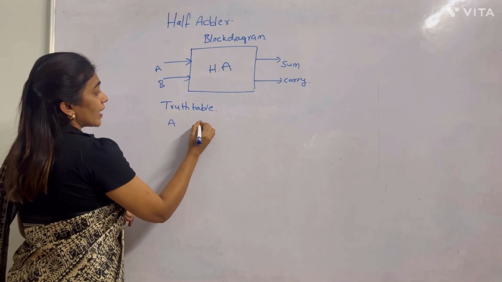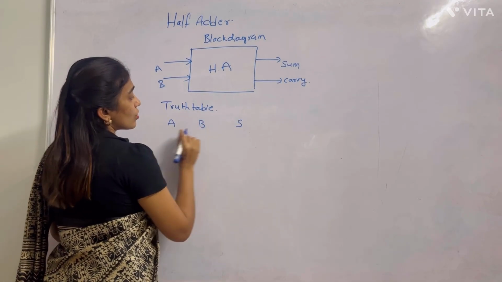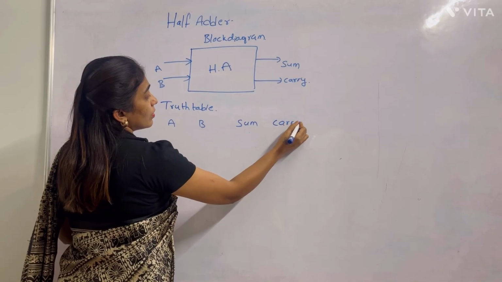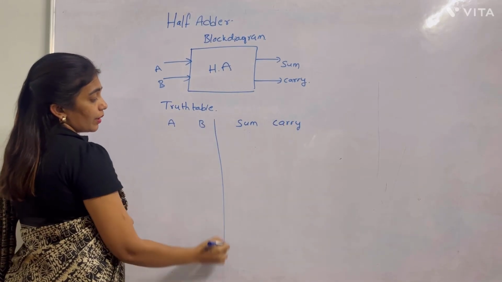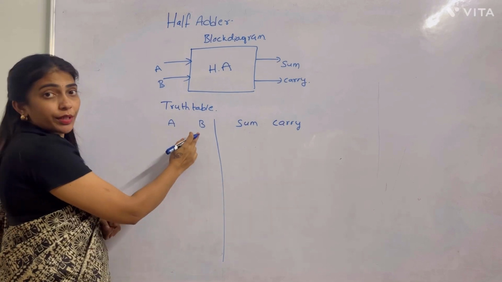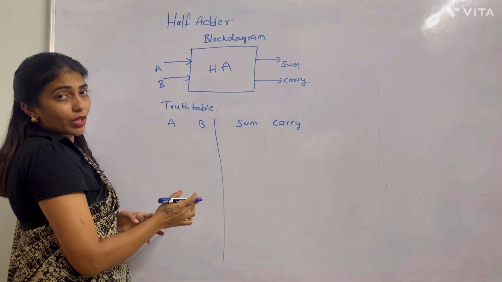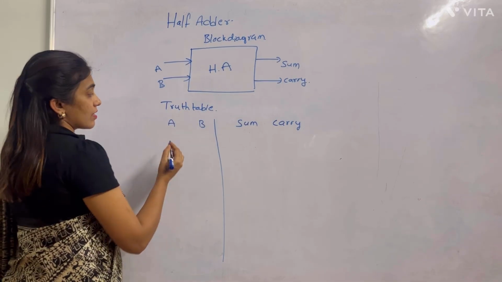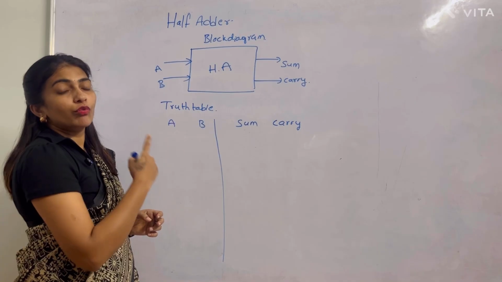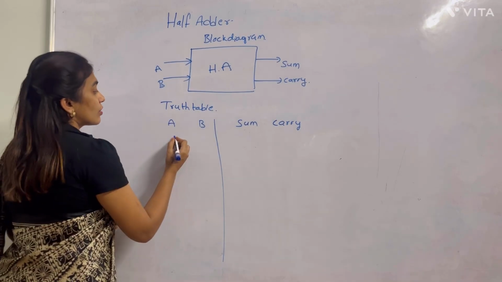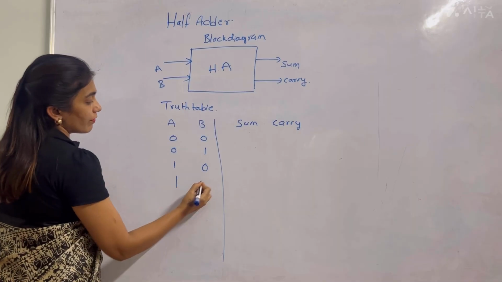In the truth table, we are taking the input as well as the output. So two inputs, two outputs. In the truth table there is an input column and an output column. Whenever we take two inputs, we get four combinations, right? Number of inputs is 2, then 2 power 2, 4 combinations. So 00, 01, 10, 11.